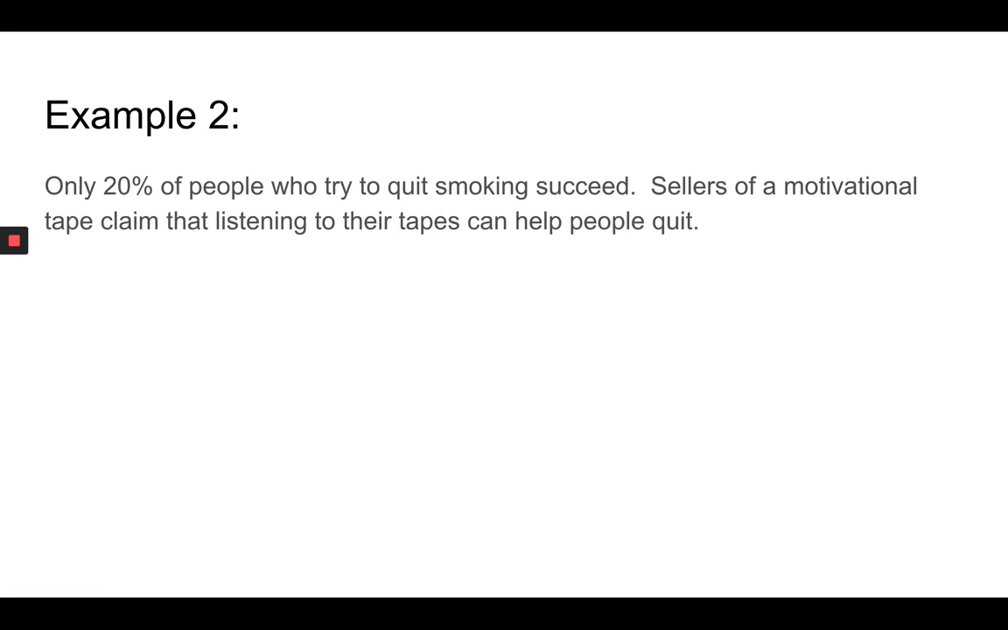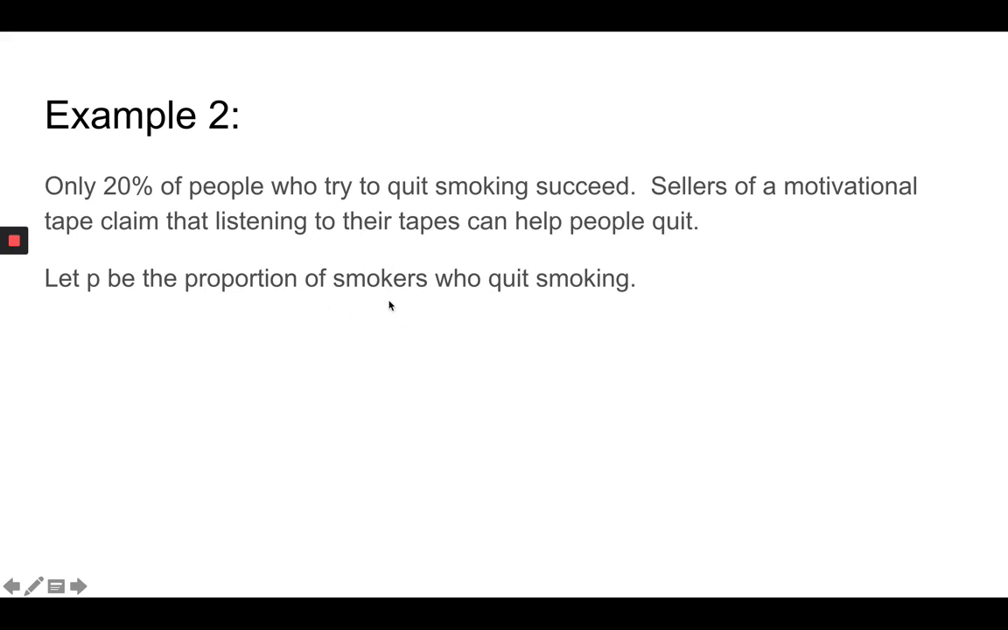Okay, another example. Only 20% of people who try to quit smoking are able to do so. These guys are selling this motivational tape and they think they can get that number up. They think they can get above 20% to quit smoking. So here, P will be the proportion of smokers who quit. Success is they quit smoking.